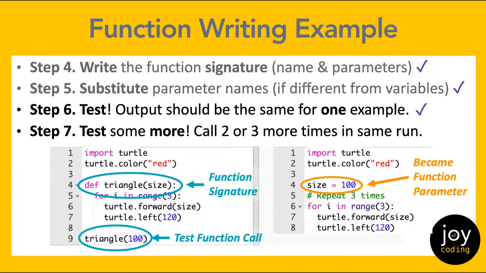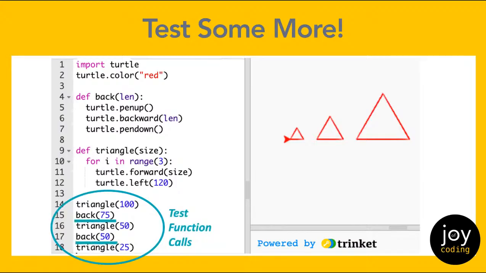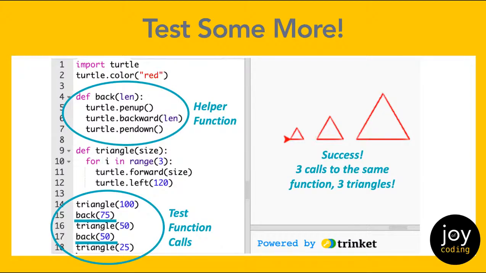So what we'd like to do in the final step 7 is to test some more, because the true test of a function is calling it with different parameters in the same program. So let's test calling out our triangle a couple more times. So here I have gone ahead and implemented these test function calls. Now what you might notice is that in between my triangle function calls, I've interspersed some calls to back. What I've done is implemented a helper function back to move my turtle back so that my triangles don't overlap. I chose backward over forward because I found when I moved my turtle forward, I was extending beyond the default Trinket canvas size and my turtle was getting cut off. So this is the solution that I found here. And what we can see is that we are successful. We've made 3 calls to the same function and we have 3 different triangles in our program.